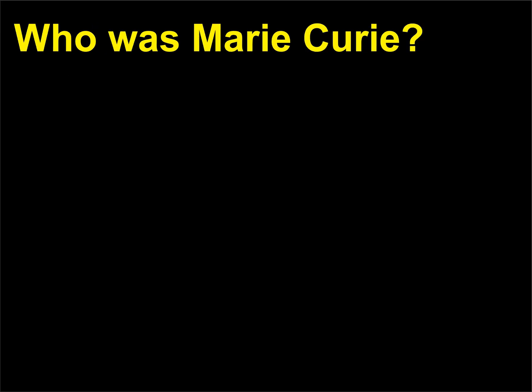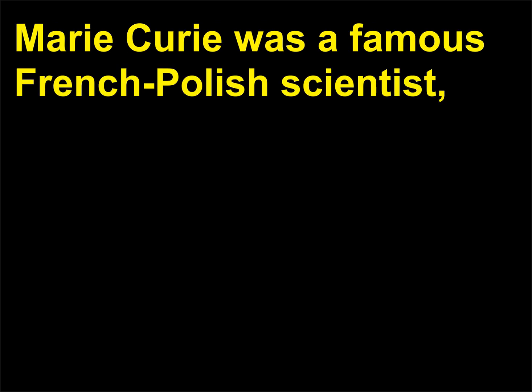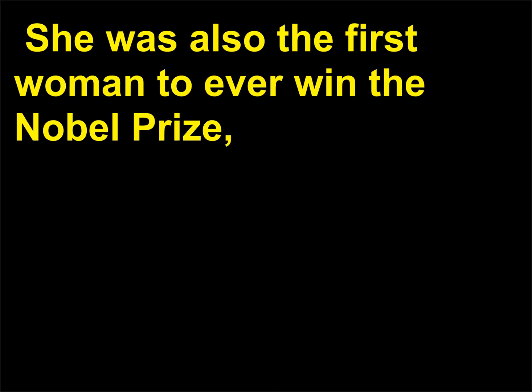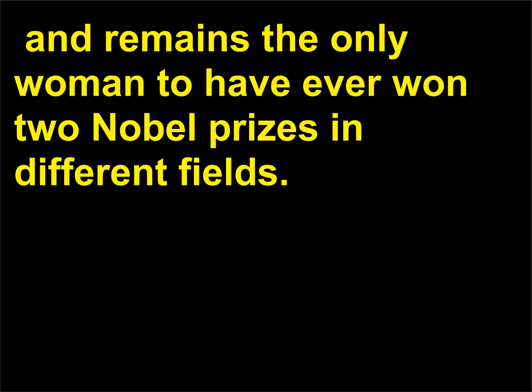Who was Marie Curie? Marie Curie was a famous French-Polish scientist. And she was the first person ever to be awarded 2 Nobel Prizes, one in chemistry and the other in physics. She was also the first woman to ever win the Nobel Prize. And remains the only woman to have ever won 2 Nobel Prizes in different fields.